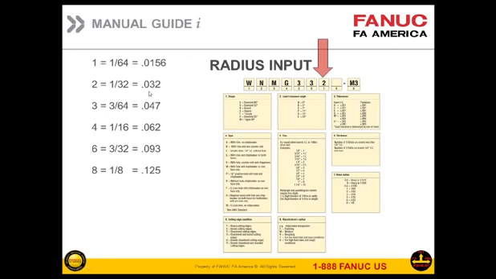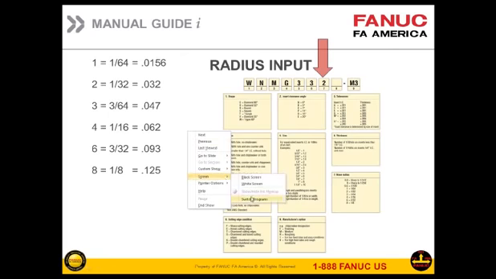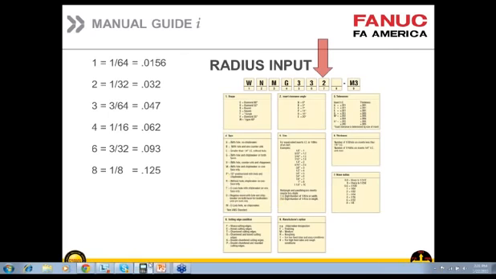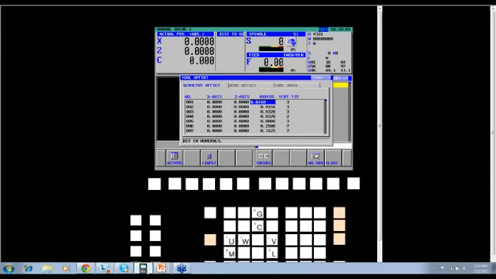A number 2 is a 32nd radius. A number 1 would be a 15,000. A number 3 would be a 47, and so on. So it's important that we know what those are so that we put the correct number in there. Because otherwise, if we had the wrong number there, the control is going to spit out bad information. So it's very important that we have the right number there.